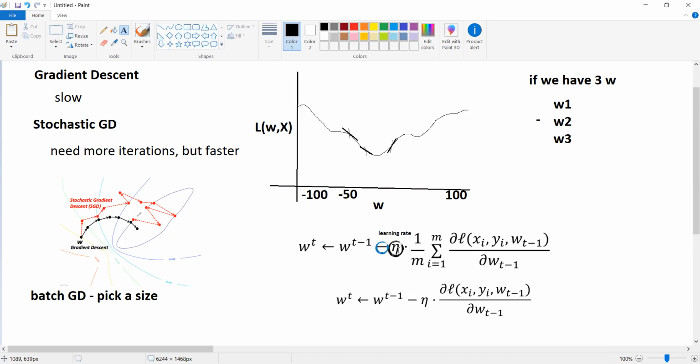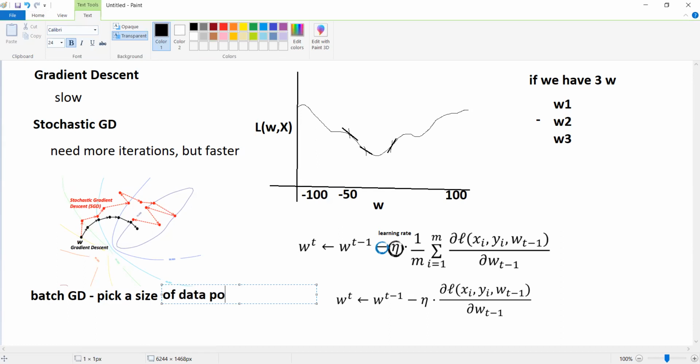Okay? I'm sorry, what do you mean by pick a size? Pick a size of what? Oh, size of how many data points we are going to calculate the loss derivative in regards to, right? And then update based on them. So when you look at this formula, you pick the M, which is the size of how many data points you see the loss for. Okay, so pick a size of data points to update your weights every time.